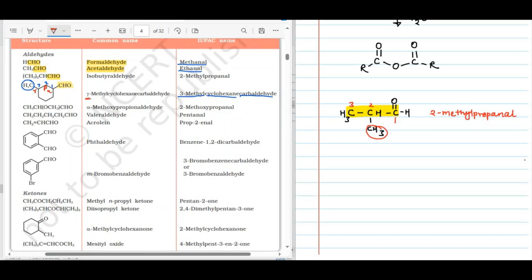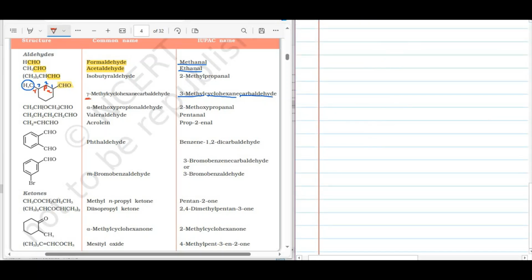Here CH3CH(OCH3)CHO. So let's draw the structure of this molecule. So this is CH3, CH, here is O, CH3, single bond CHO.